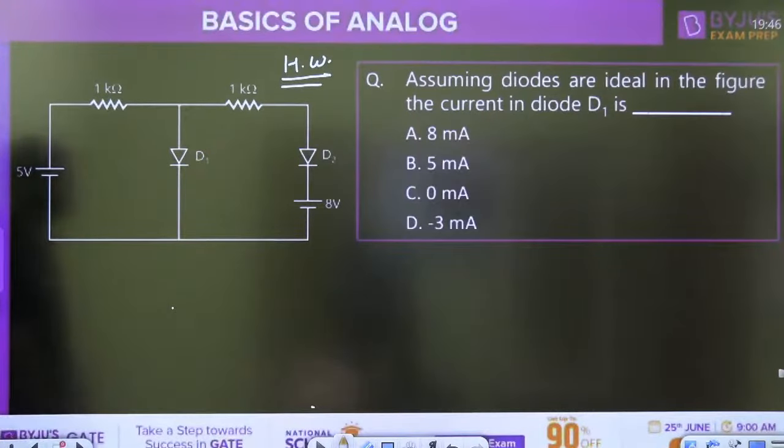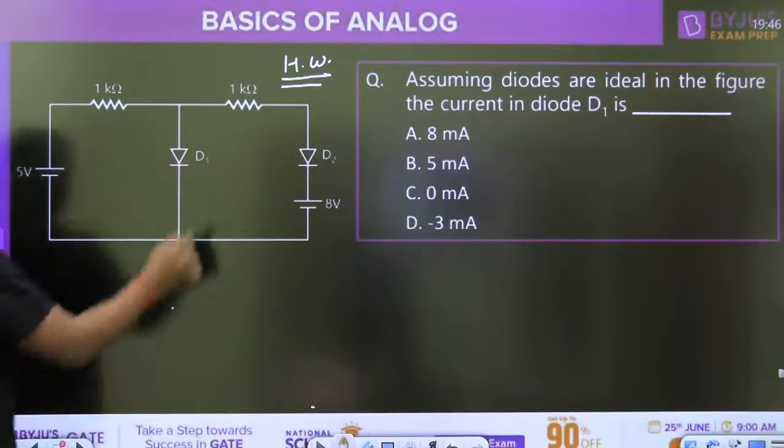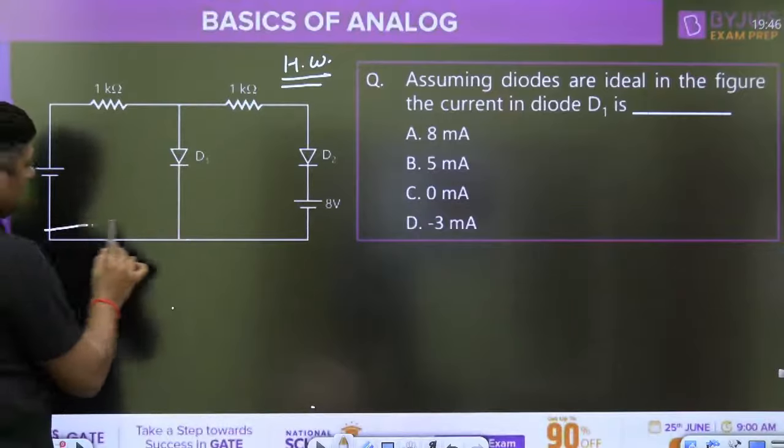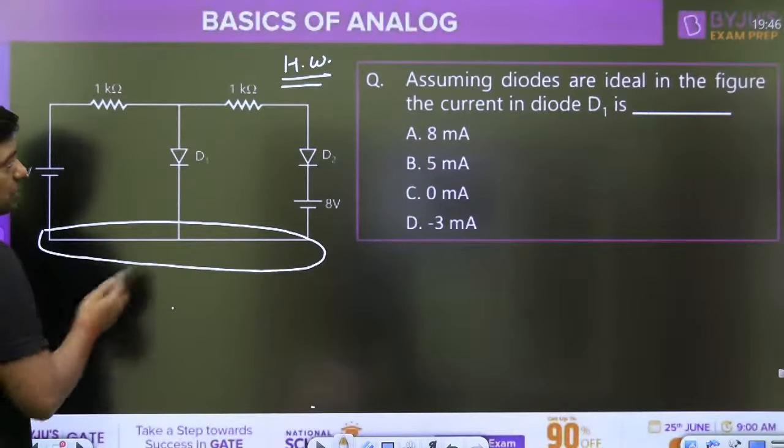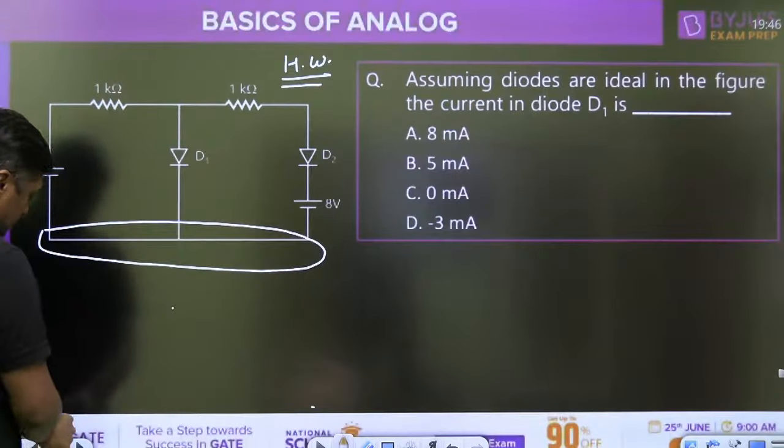Okay, what is the answer? Assuming the diodes are ideal in the figure, find the current in the diode D1. As you know, in nodal analysis we consider it as a common node, the reference node. Then apply the concept.